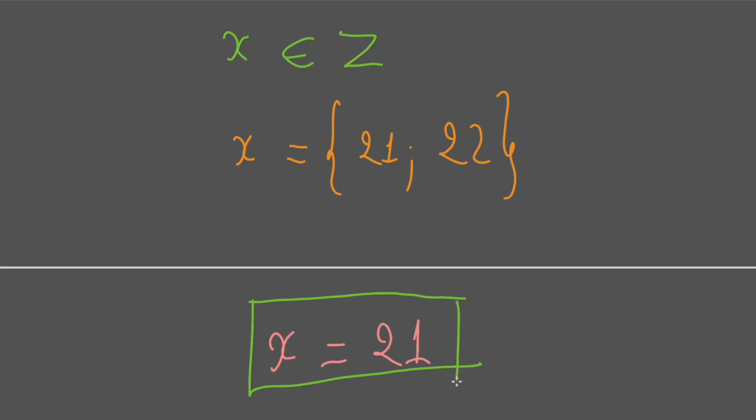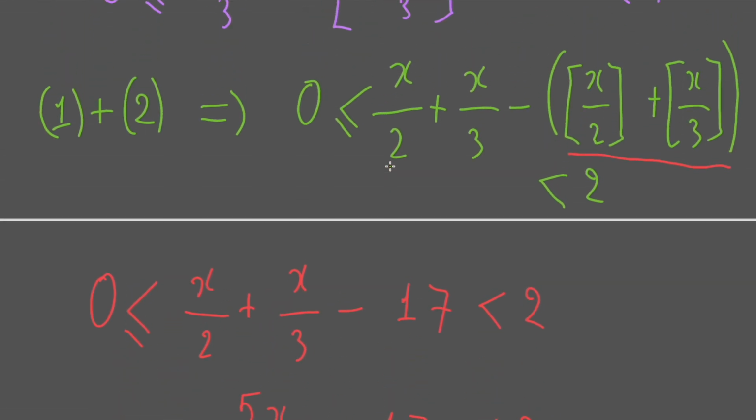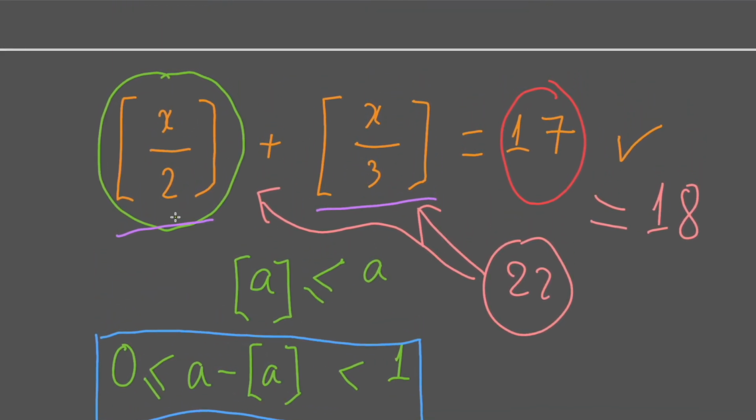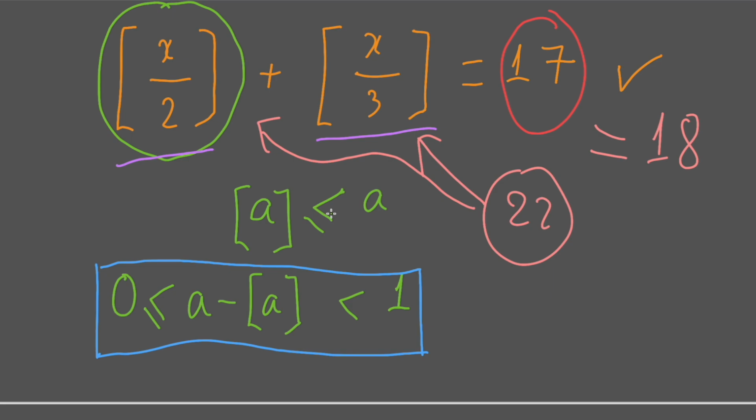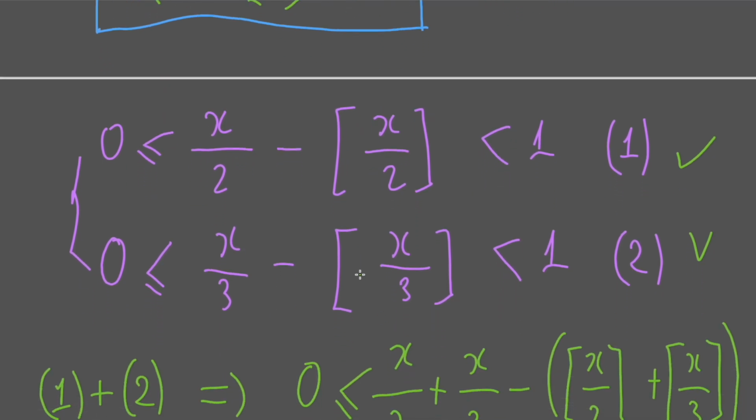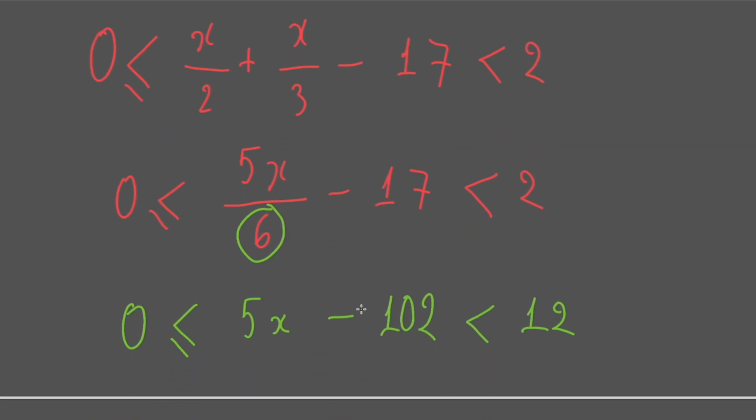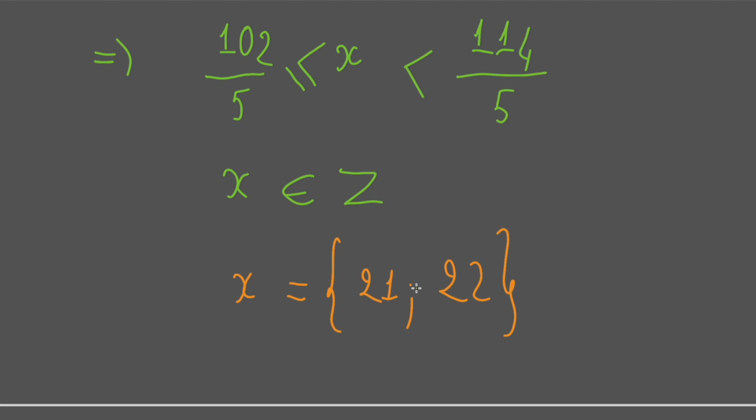So the lesson from this problem is: when you have an equation that contains multiple floor brackets like this, you have to apply the property and sum up the equation. Then you would have the expression and replace it back with the number. Then you find the domain of x. After finding the domain of x, you have to replace the value back into the problem to make sure it's correct.